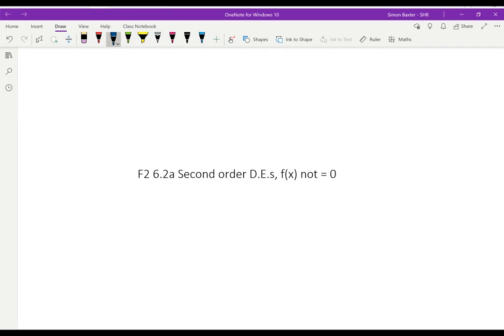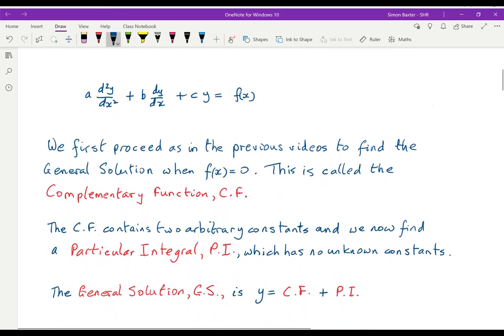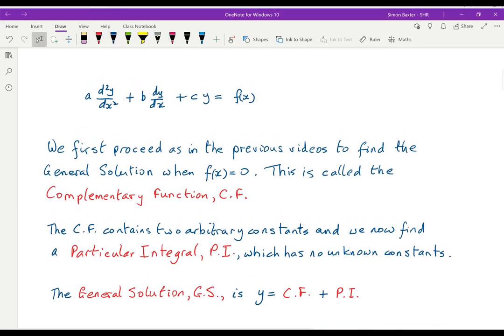In this video, I'm going to look at second-order differential equations when the right-hand side is not equal to 0. There is a standard procedure for doing this. It takes a little while to explain it, but once you've got hold of it, it's really very simple. Firstly, let's just look at the general form of a second-order differential equation, linear with constant coefficients.